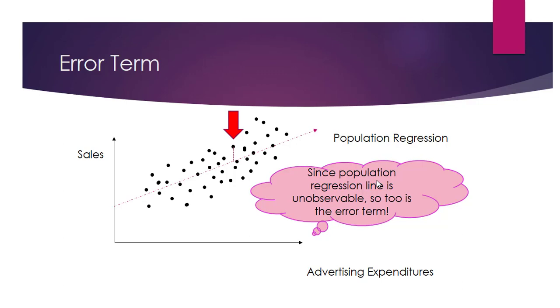I'd like to now introduce the error term. Suppose we have the entire population on the graph, and let's imagine the population regression line. I say imagine because in reality the population regression line is not observable. Similar to the residual, the error term is the difference between the actual sales and the population regression line. However, since the population regression is unobservable, so is the error term. This is because the error term is calculated using the population regression line.